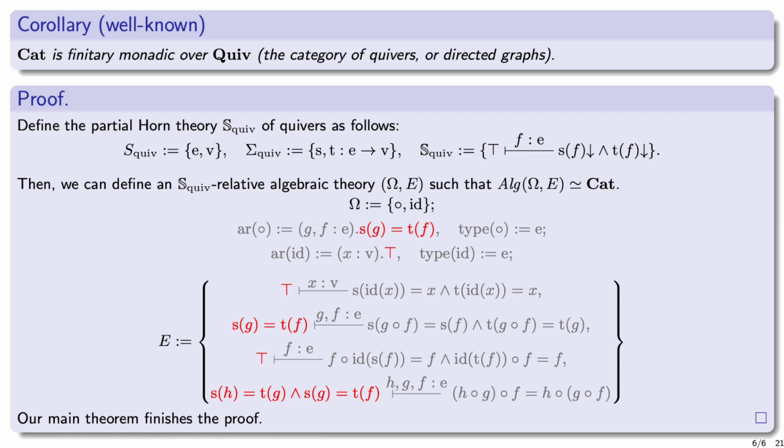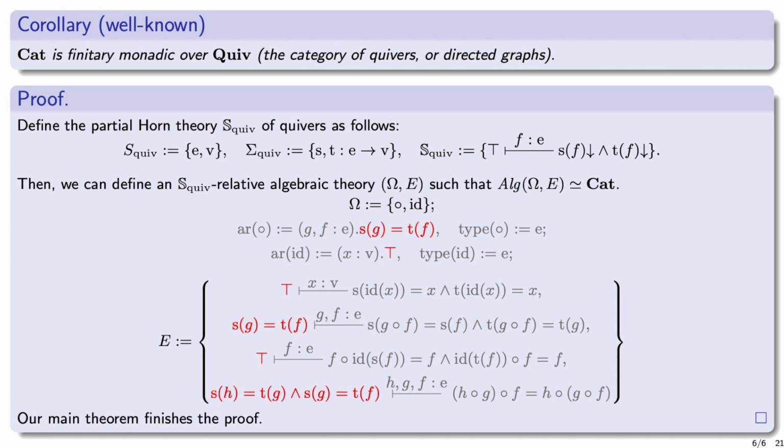By the way, it is known that the category of small categories is finite monadic over the category of quivers, or directed graphs. We present another proof of this. First, we define a pattern theory of quivers. This theory has two sorts representing edge and vertex, and two total function symbols representing source and target.